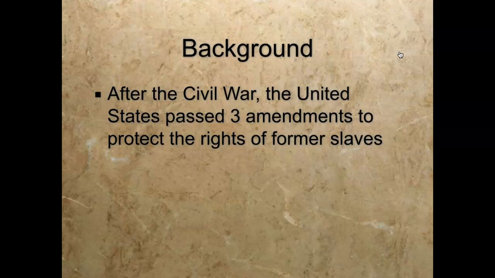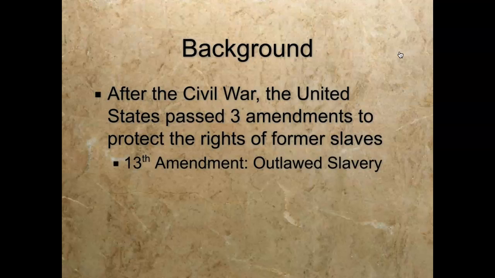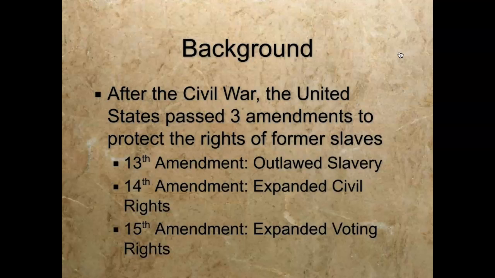The 14th Amendment was part of 3 amendments that were added to the Constitution after the Civil War ended in 1865. They included, in addition to the 14th Amendment, the 13th Amendment, which outlawed slavery, and the 15th Amendment, which expanded voting rights to male ex-slaves. We'll discuss the 13th and 15th Amendments later in the course, probably in May. The subject today is the 14th Amendment.